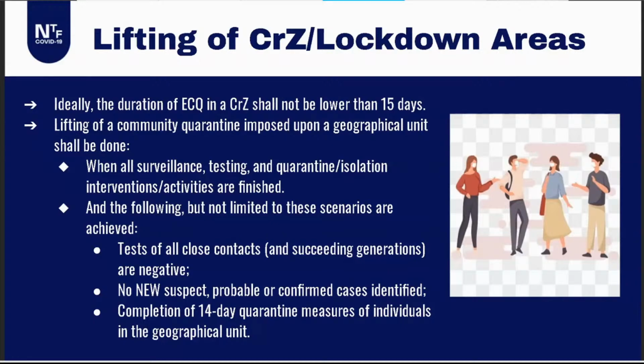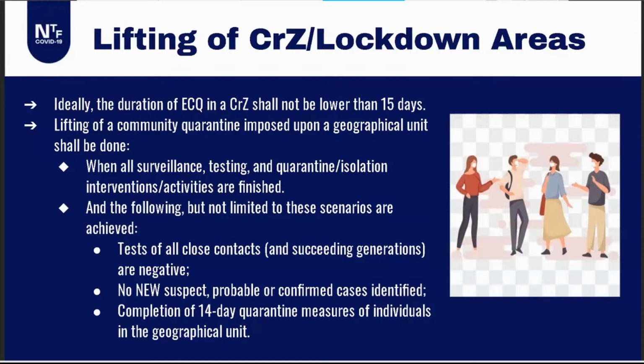Ideally, the duration of the enhanced community quarantine in a critical zone shall not be lower than 15 days. However, the lifting of a community quarantine imposed upon the geographical unit can be done earlier, as long as we are able to meet these criteria. When all surveillance, testing, and quarantine isolation intervention activities are finished, and the following, but not limited to these scenarios, are achieved.